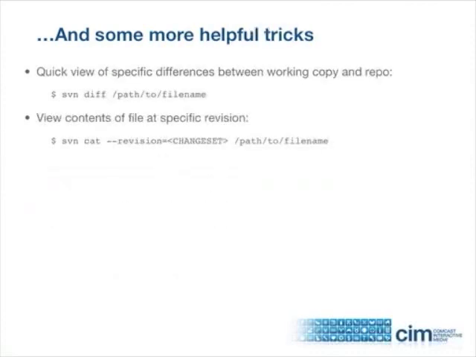A few more tricks. svn diff reveals a quick in-terminal differ. This is really helpful to get a quick view of the specific revisions or differences between your working copy and those committed to the repository. You can also view the contents of a file at a specific revision with svn cat --revision= specifying the change set number and the path to the file name. This is pretty helpful when debugging and trying to figure out on the fly how a certain file has evolved over time.